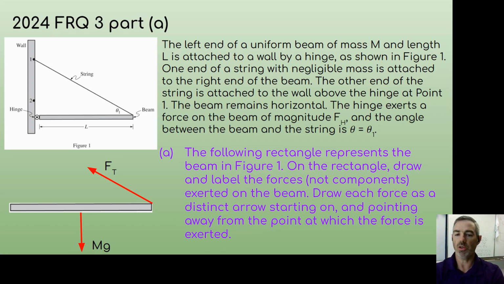Now the hinge also is going to exert a force, because it tells us FH, and that hinge force has to balance out the horizontal component of the tension force. We know it has to have a horizontal component, so it could also be drawn at an angle as well. So what we're going to do is draw that from the left edge, the force the hinge exerts on the left.